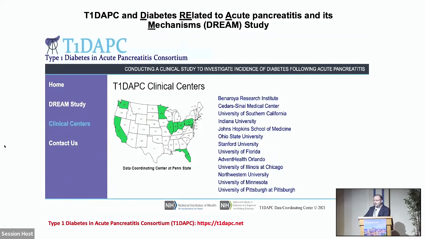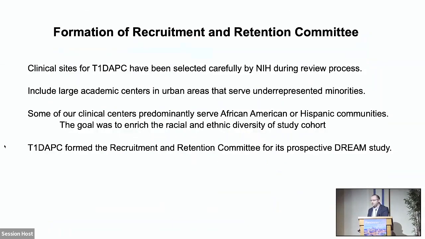So with that, I will move on to another study that we have been doing collaboratively, called the Type 1 DAPC Consortium and its prospective study, the DREAM study. And you can see the clinical centers that are included in this nationwide study. And there is really good geographical diversity here, as you can see.